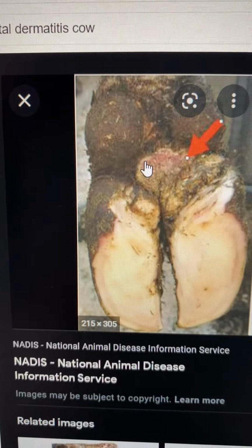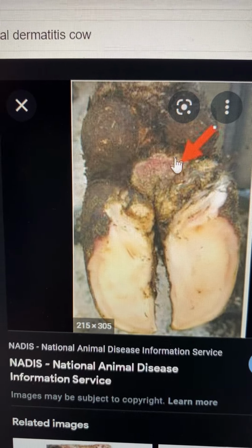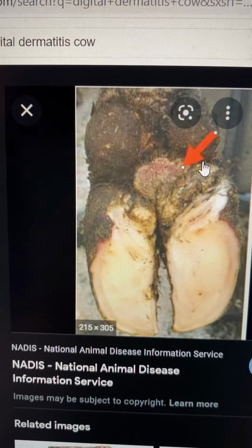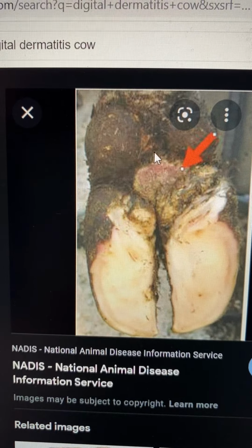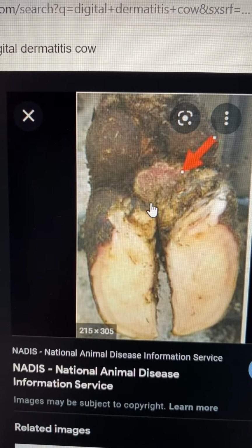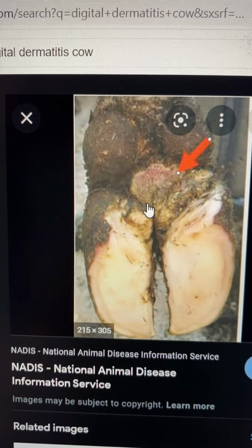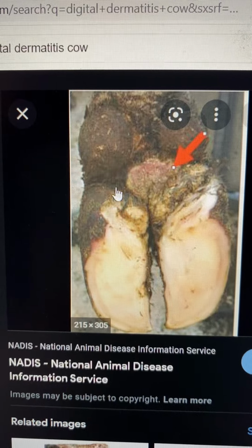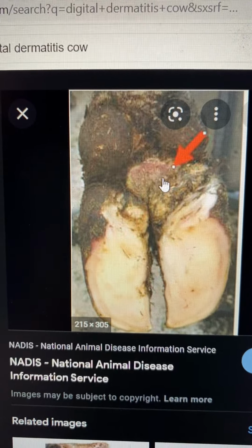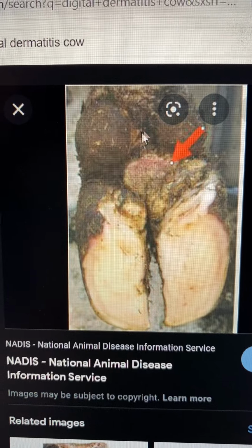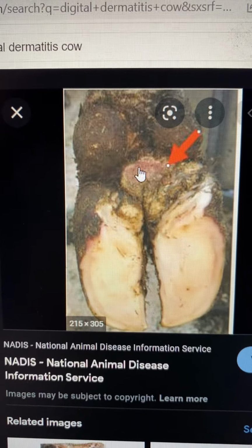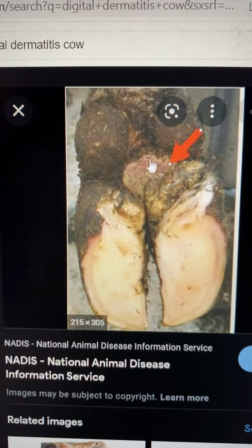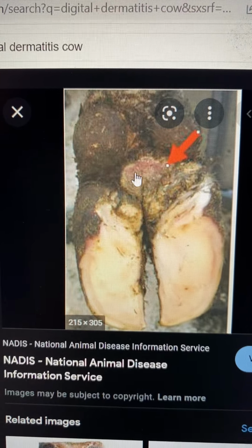So digital dermatitis usually occurs in the plantar interdigital ridge. It's usually caused by a number of bacteria, most commonly Fusobacterium species, but can be Campylobacter as well. It usually occurs because of trauma, and moisture can also weaken the skin barrier, leading to bacteria infecting the area, like the Fusobacterium or Campylobacter, leading to dermis, so skin inflammation, and then ulcerative dermatitis. So this is an ulcer forming.